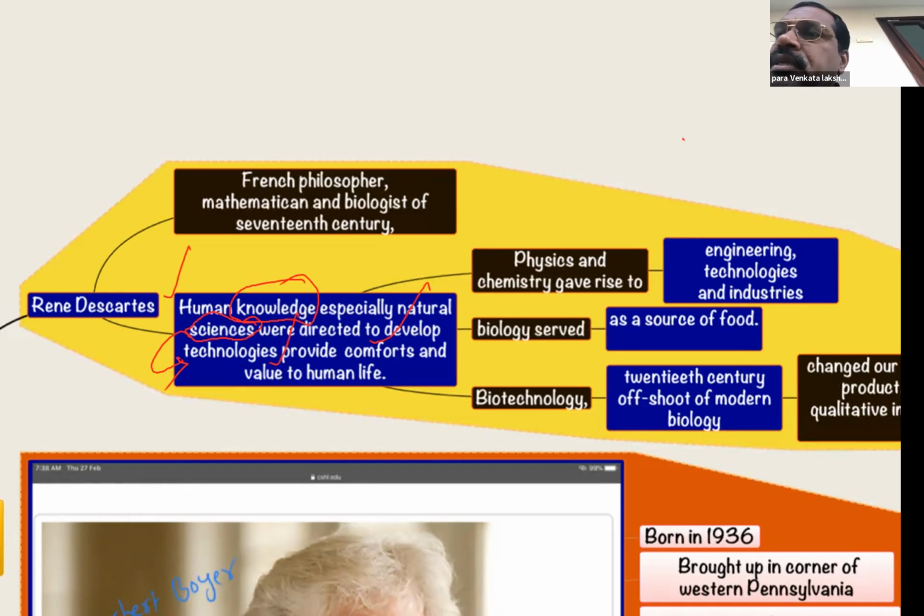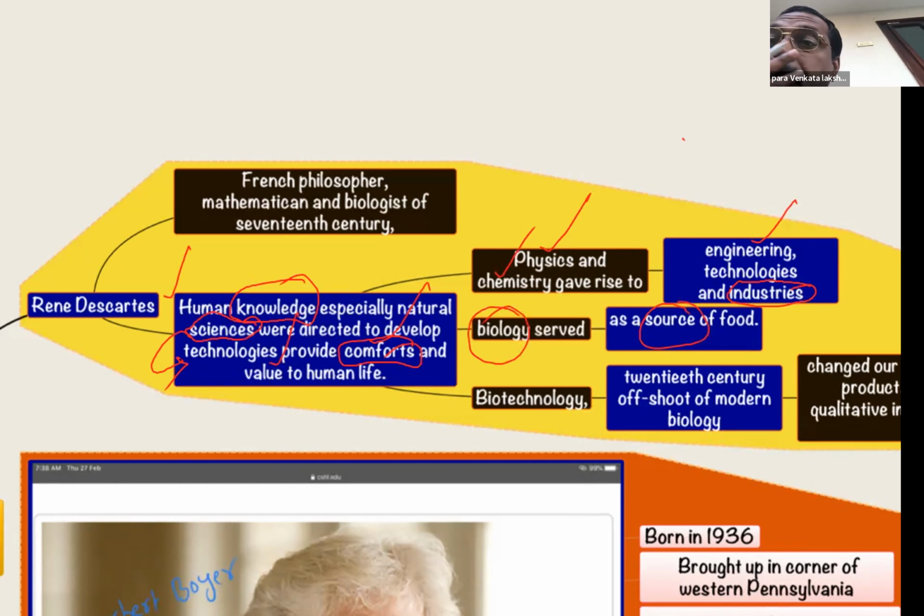So in this connection, physics and chemistry gave rise to the engineering technologies, and a number of industries came into existence, and thereby we are enjoying the comfort. If there is no physics and no chemistry, many of our articles would not be present. Maybe cars, aeroplanes, helicopters. This is the knowledge gained in physics and chemistry. Then the knowledge gained in biology will serve as a source of food.